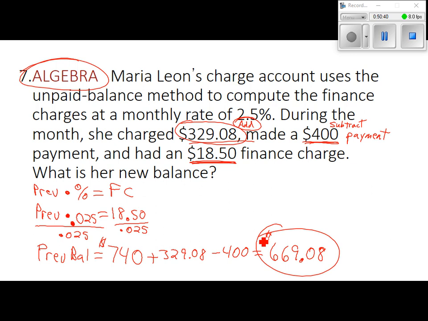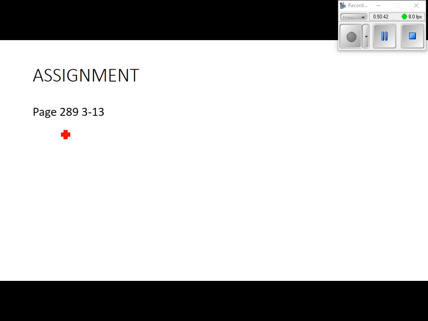Check out Elijah. This is the assignment that I gave you when I wasn't here. So you should have it done already, but go back over it and make sure. We will have a test coming up here real soon. All right?